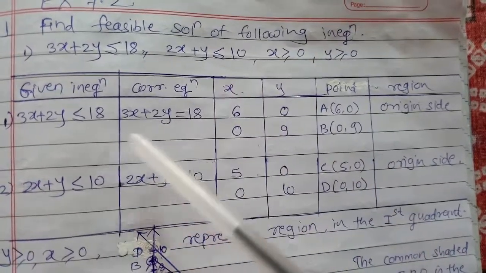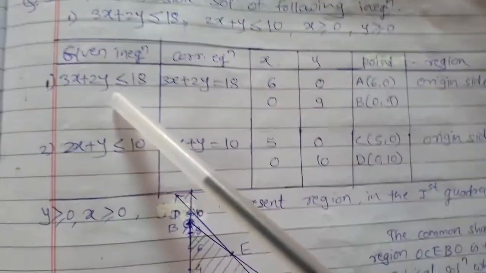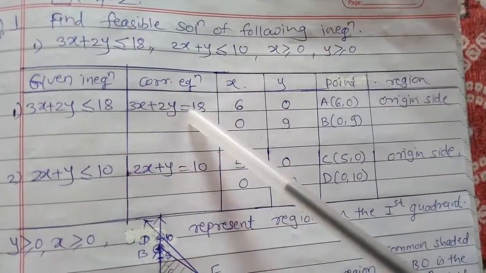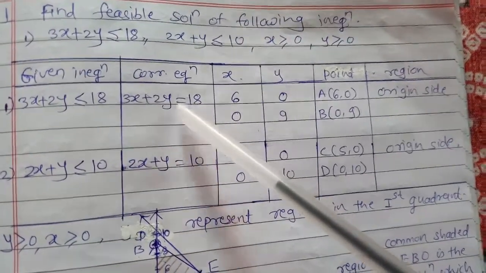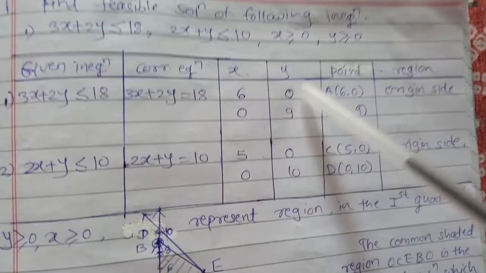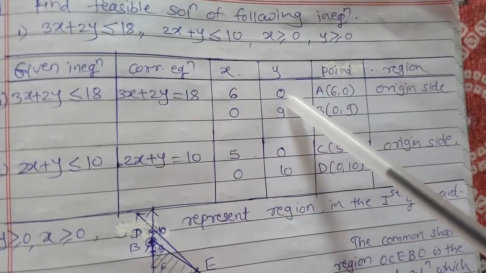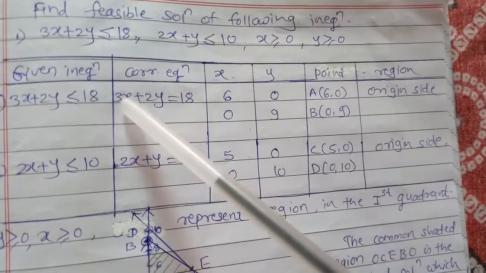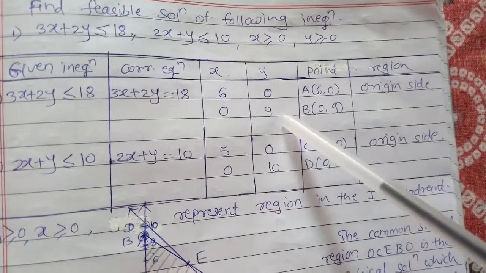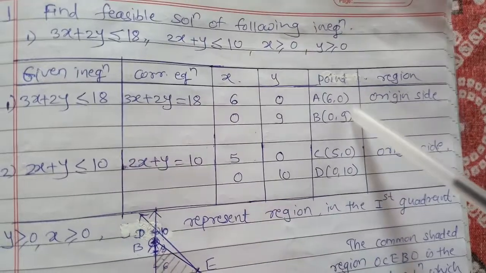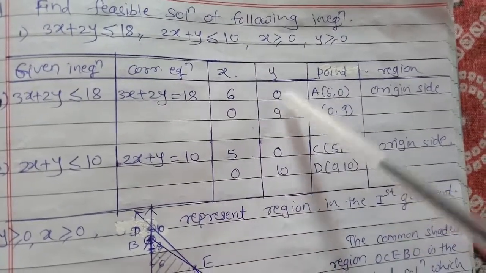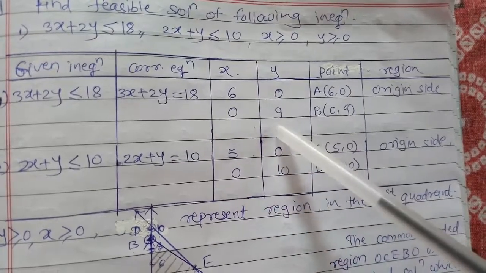We already solved this type of example, I'm just going to explain one. The given inequation is this one, so you have to convert it into the corresponding equation by putting the equal to sign. To find the x coordinate, put y equals 0, and to find the y coordinate, put x equals 0. So you will get 2 points. For each line you have to find these 2 points. Here A is (6, 0), and B is (0, 9).